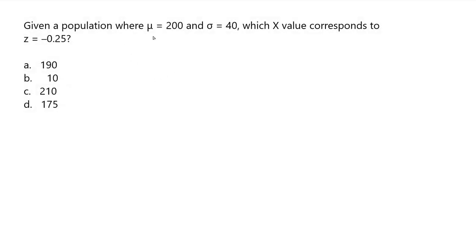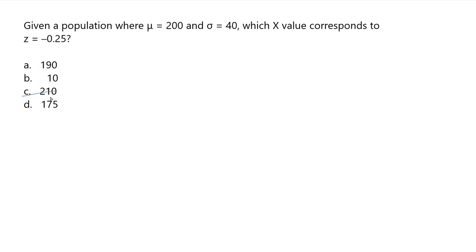Given a population where the mean equals 200 and the standard deviation is 40, which x value corresponds to z equals negative 0.25? It's either A, 190, B, 10, C is 210, or D is 175. All right, now one of these we're going to rule out right away.